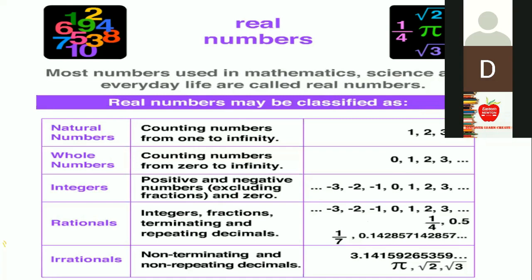So all these sets of numbers together are called real numbers. This full collection of numbers is called the real numbers, that means the complete set of numbers which we use. There are numbers other than real numbers. They are called imaginary numbers, but you will study them later.